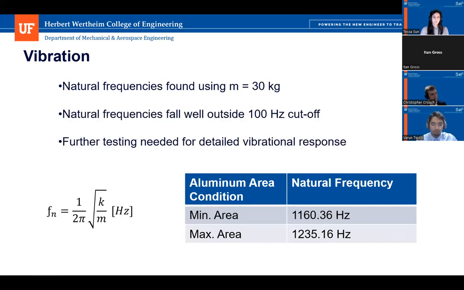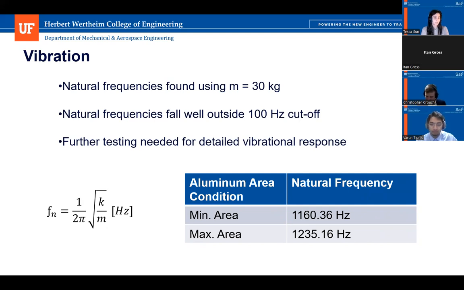The equation for the natural frequency requires spring constant and mass. The mass was taken to be 30 kilograms to account for the mass of the 5 kilogram CSD with a 25 kilogram CubeSat housed within. As shown in the table, the structure's natural frequencies for both assumptions of area fall far out of the 100 hertz range, and thus resonance due to excitation from the launch vehicle interface would not occur. Further testing would be required to attain more detailed information on the dynamic response modes of the overall structure.